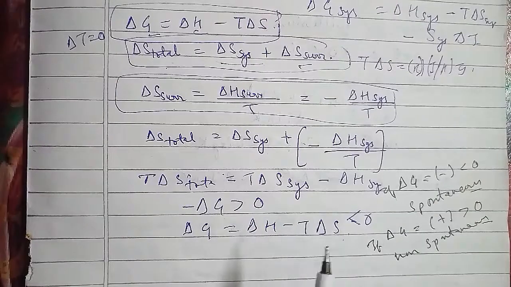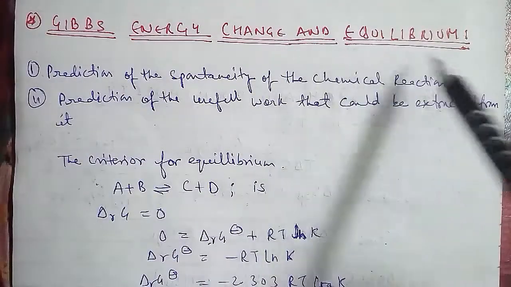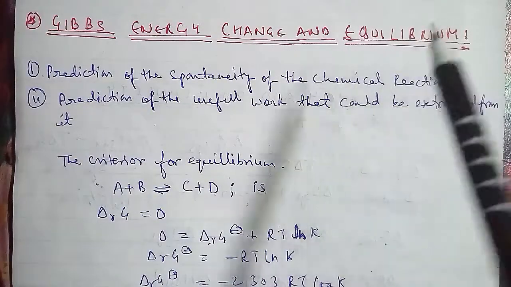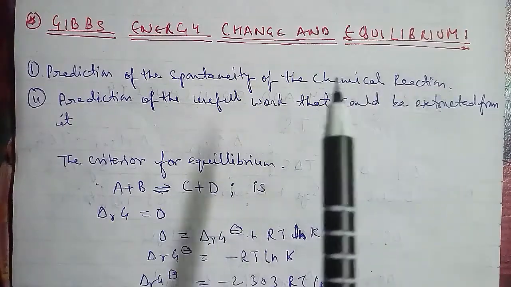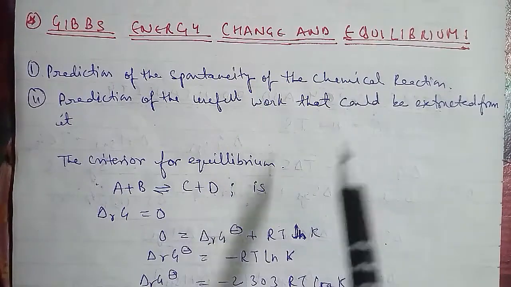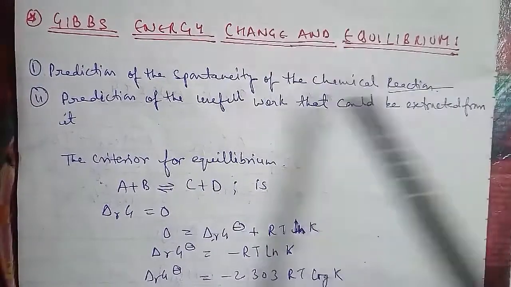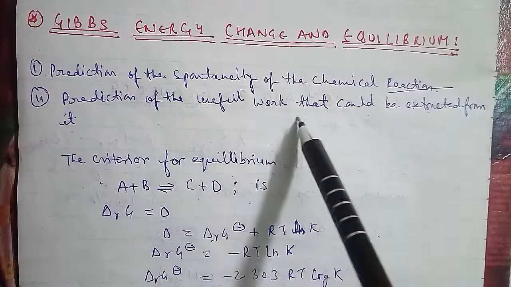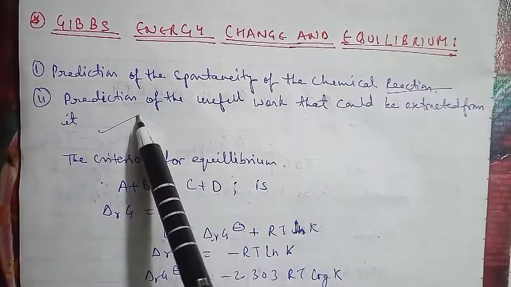Now the Gibbs energy change and equilibrium is what we have to discuss here. We have seen how the knowledge of the sign and the magnitude of the free energy change of a chemical reaction gives, first, a prediction of the spontaneity of the reaction, and second, a prediction of the useful work that could be extracted from it.